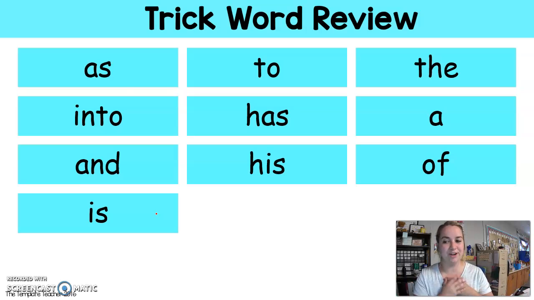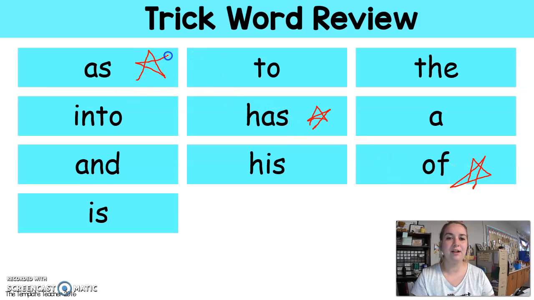So now I'm going to try and trick you. So get your finger out, because I'm going to say a trick word and you're going to point to the screen and see if you can find which one I'm talking about. Let's see if you can find has. Oh, that's right here. See if you can find of. Right here. Ooh. As.